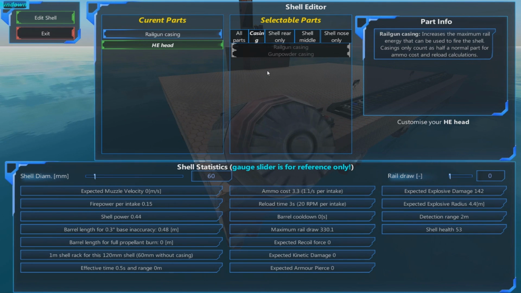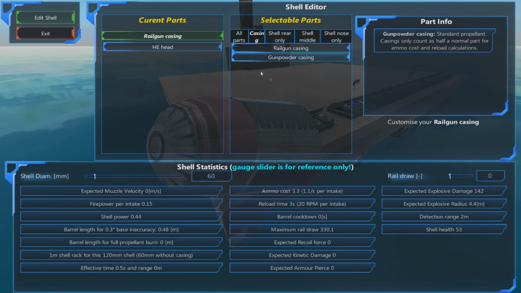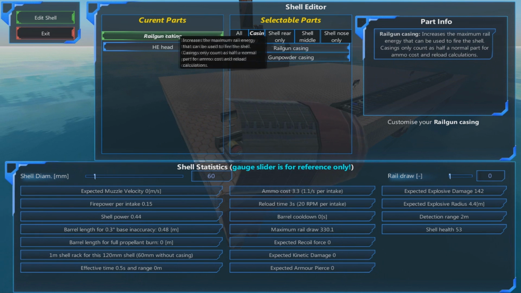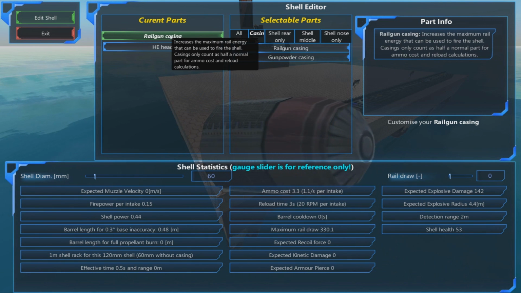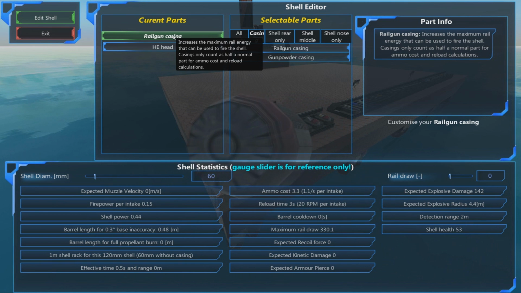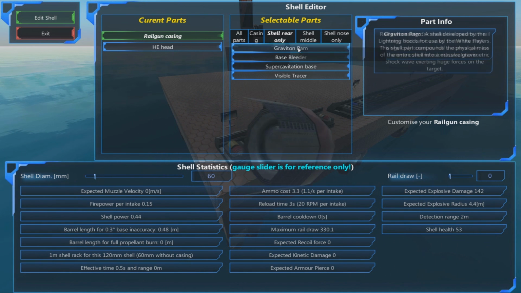Now, railguns are super good at the moment, as of the time of recording, because they're just very convenient. These do not need coolers at all, and the railgun casing itself increases the max rail energy that can be used to fire the shell. Casings only count as half a normal part for ammo cost and reload calculations, just like the other one.